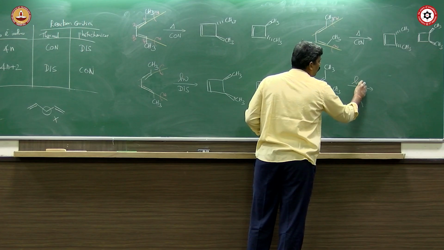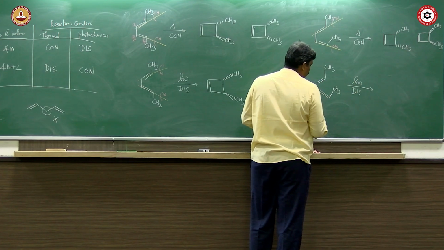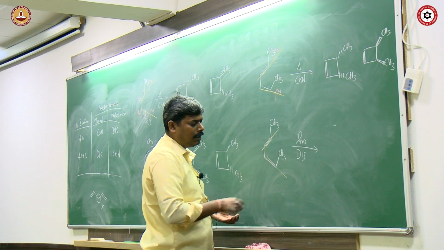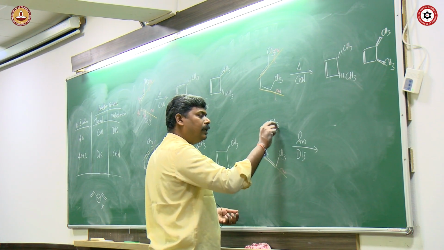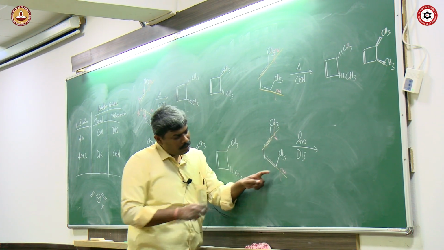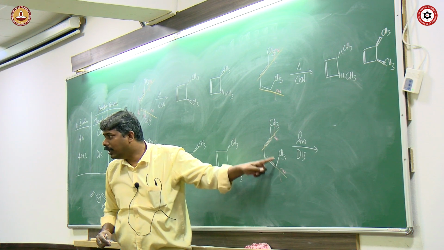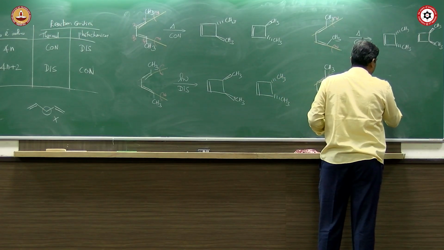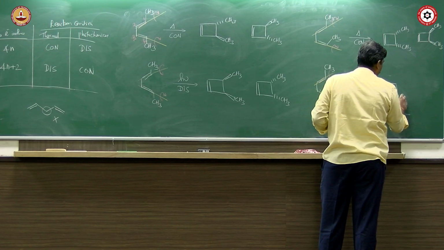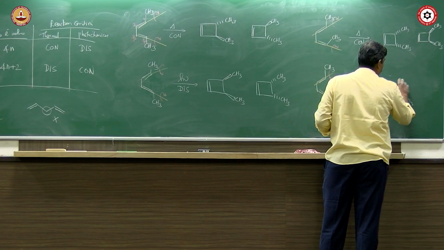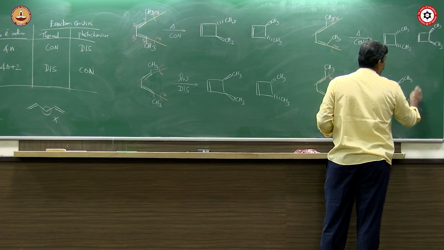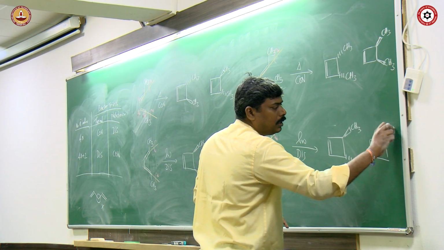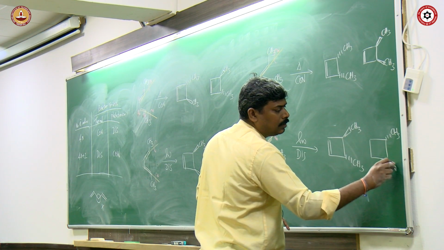Under photochemical conditions, it has to be a disrotatory. So once again, look at the axis, and then you say one side is clockwise, the other side is anti-clockwise. Which means this methyl has to go down, and here it has to go up. Very good. Or otherwise you write the other side, which is again the same in this case.